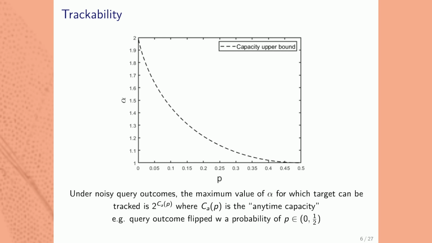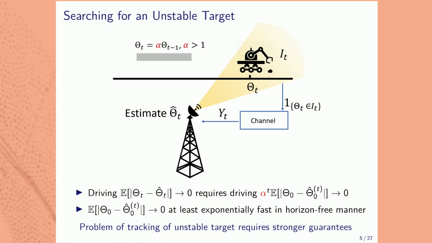So here I'm showing you P, the crossover probability. I'm going to assume this channel is a binary symmetric channel with crossover probability P. And I'm going to show you what kind of alphas I can handle, how unstable a system I can handle, based on how much noise I have here. Right? So this is a sensible question in the sense that if this guy is blowing up really fast, my uncertainty is blowing up too fast. My channel is a 1-bit channel. At any given time, at best, it's giving me 1 bit. So I can't really hope to get any results, right?